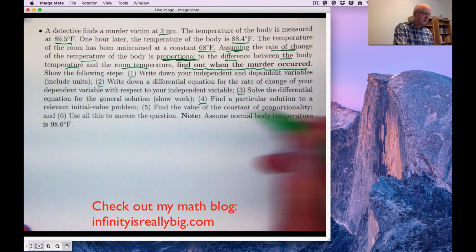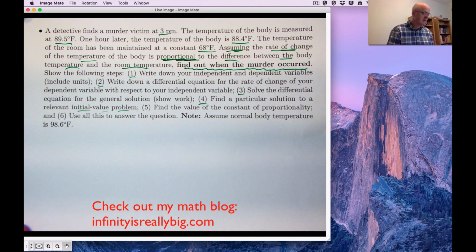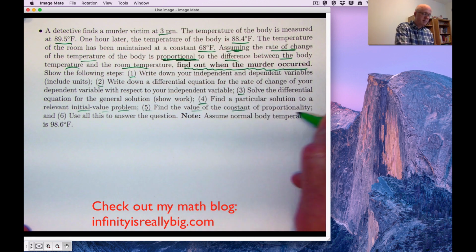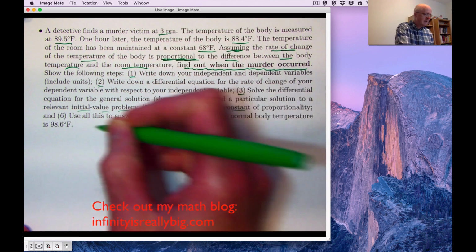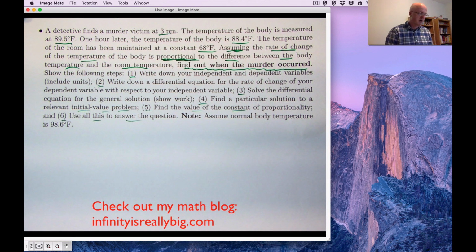Fourth, find a particular solution to the relevant initial value problem. We're going to find that constant that was unknown in part 3. Part 5, find the value of the constant of proportionality based on the original line right here. And part 6, use all this to answer the question. In other words, find out when the murder occurred.